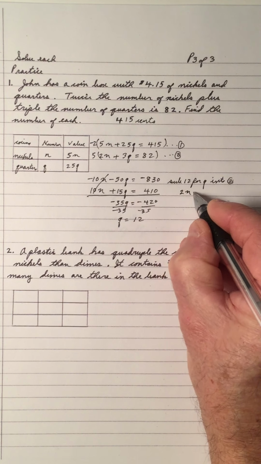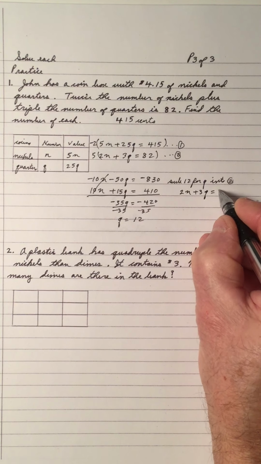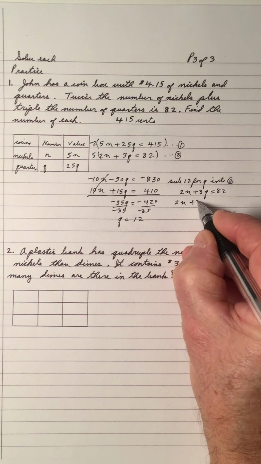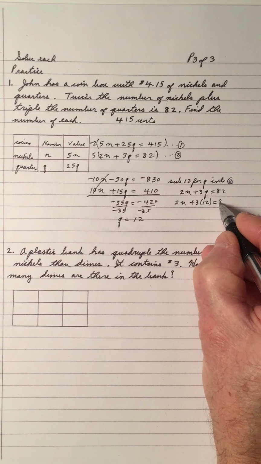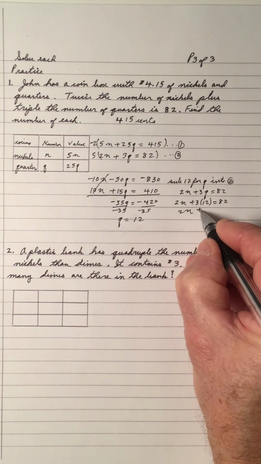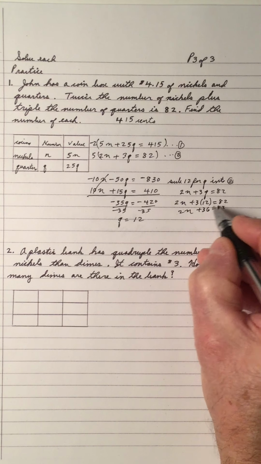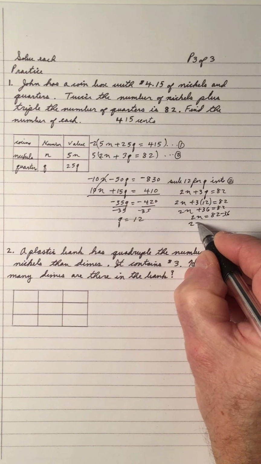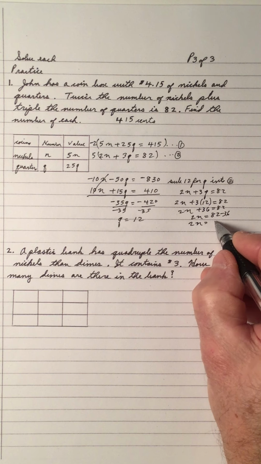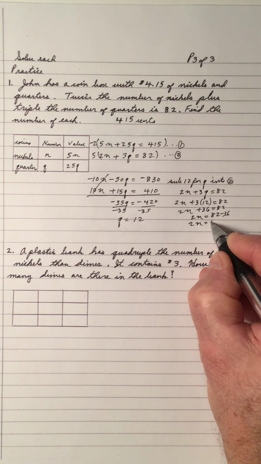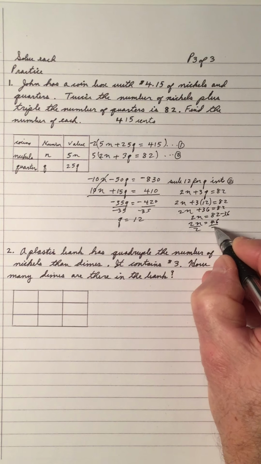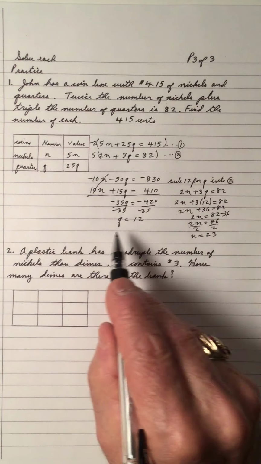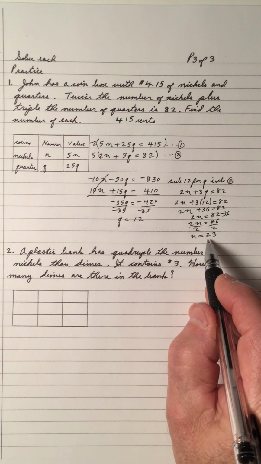So I get 2n plus 3q equals 82. q is 12, so I put 12 in the place of q. So 2n plus 36 equals 82. So 2n equals 82 minus 36. If you subtract that, you get 46, and divide by 2, and n becomes 23. So we have found the number of quarters is 12, the number of nickels is 23.